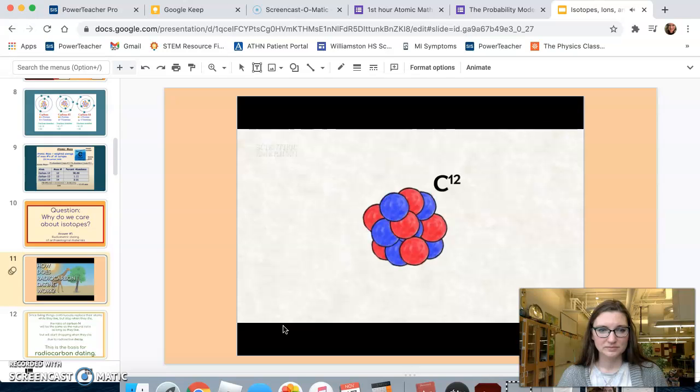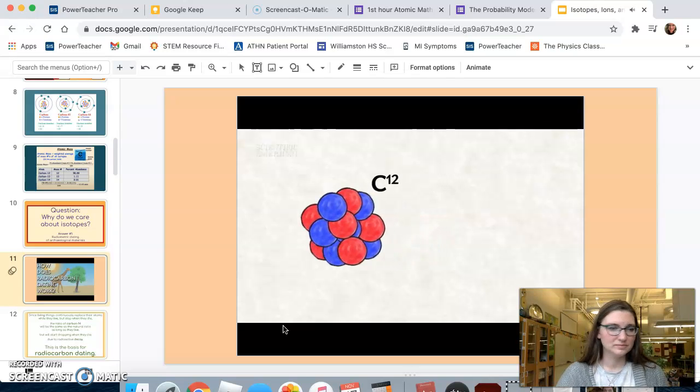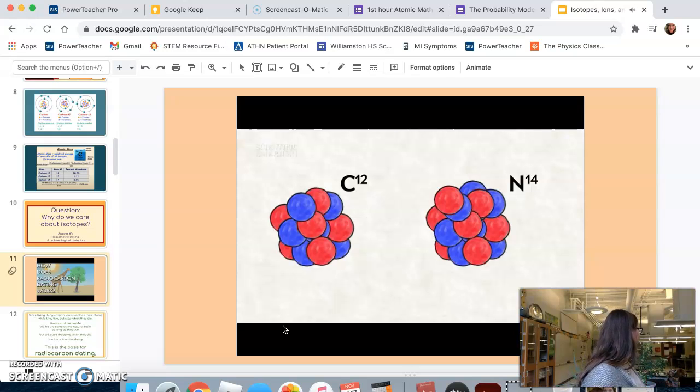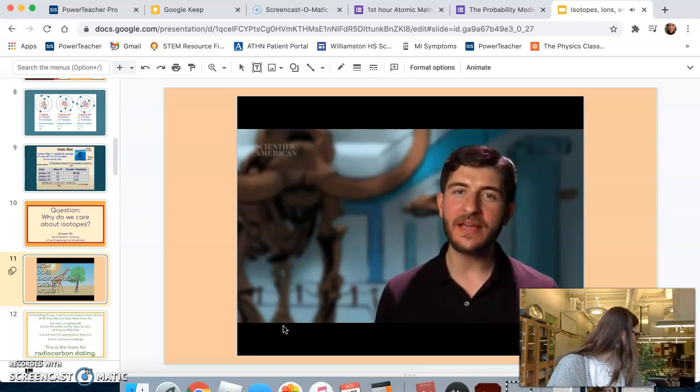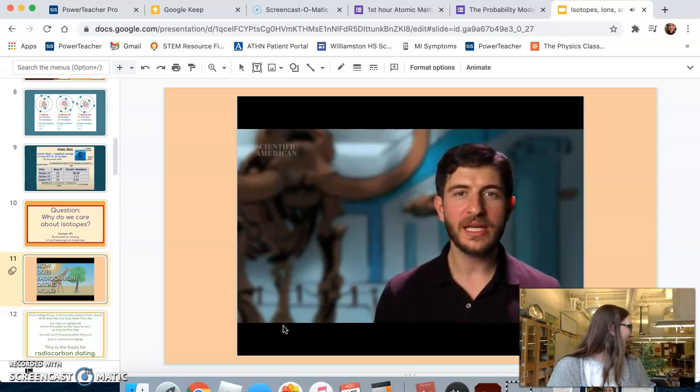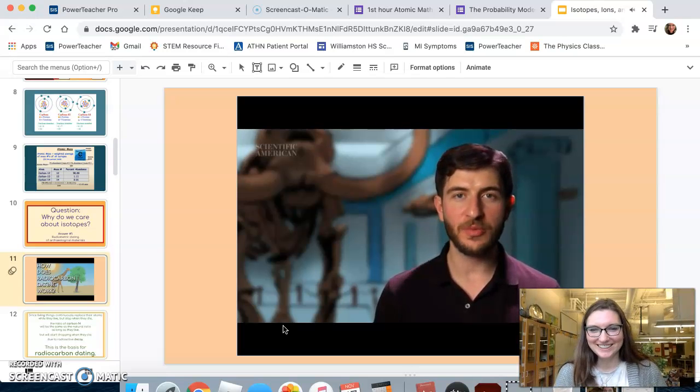We call this carbon-12. High up in the atmosphere, sometimes cosmic rays hit nitrogen atoms. This creates carbon with 6 protons and 8 neutrons. We call this carbon-14. Carbon-12 and carbon-14 behave alike, but carbon-14 has one unique and important attribute.